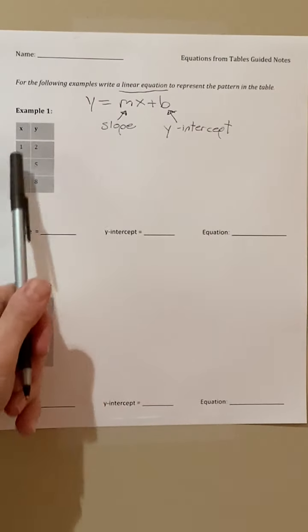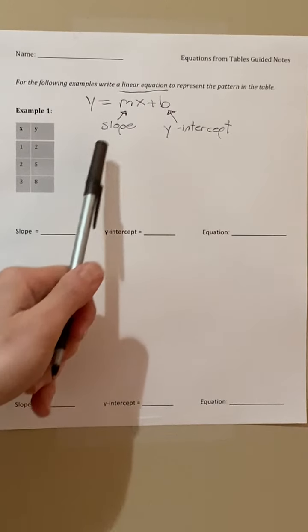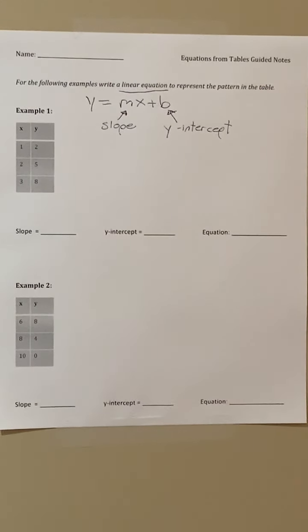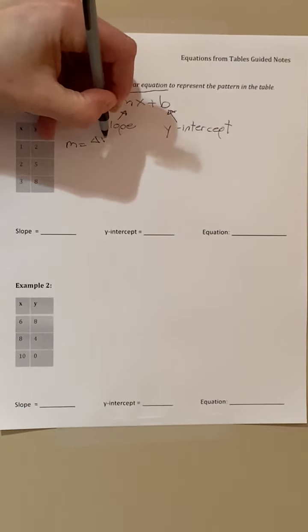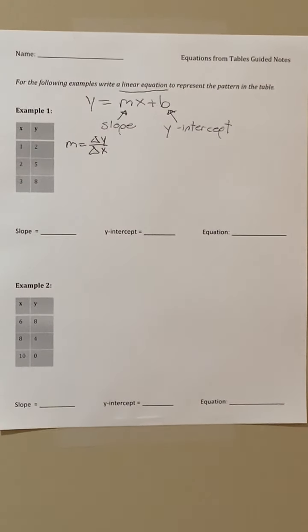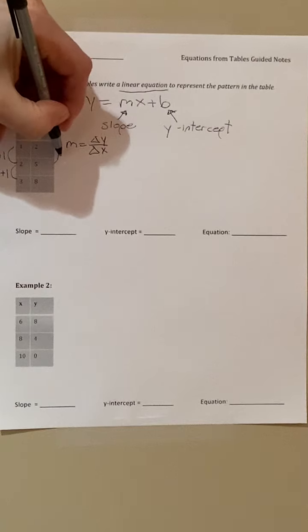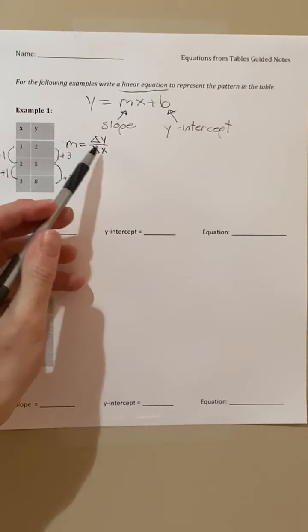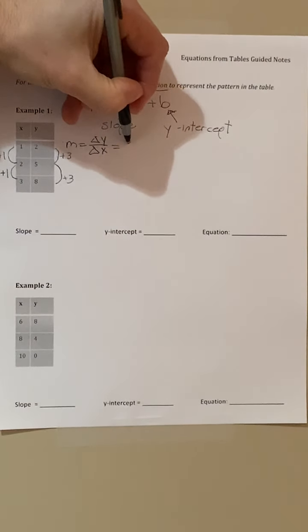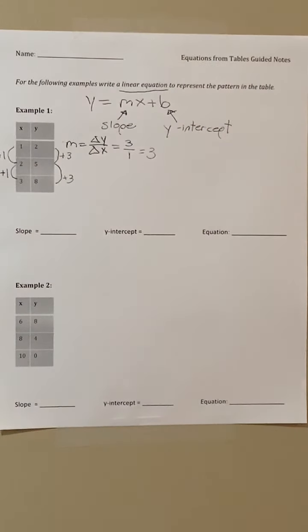So to find the equation of the data on this table, we're going to have to find the slope and the y-intercept. First, let's find the slope. Our slope is going to be our change in y divided by the change in x. Let's do this on our table. Our change in x is plus 1 each time, and y is going up by 3 each time. So my slope, m, is change in y over change in x, that's 3 over 1, or 3. I'm going to write that here for my slope.